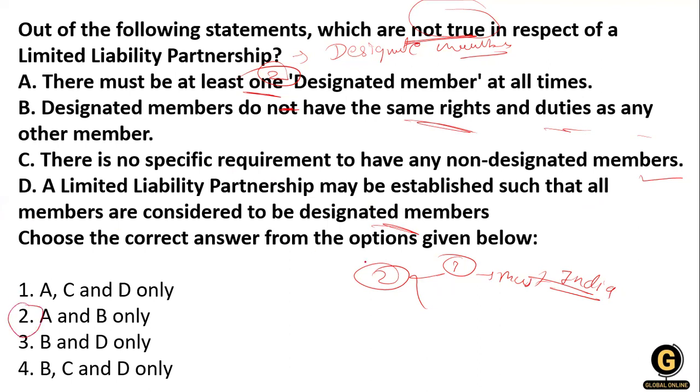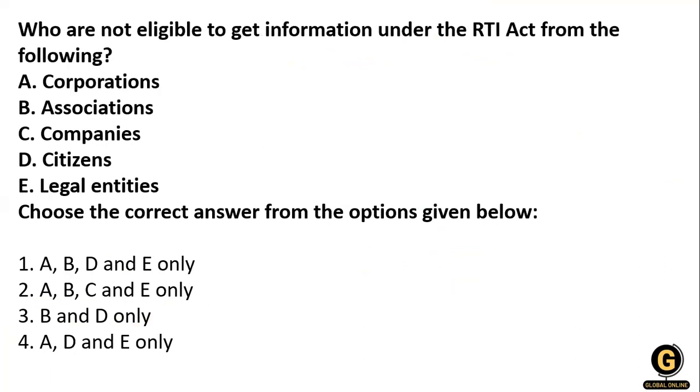They consider all the members to act like designated members, because designated members have a duty and a responsibility. So in the LLP, it is established such that all the members are considered to be designated members. This is an important point that you have to keep in your mind. So option number A and B is not true. Clear? Now, who is not eligible to get information under the RTI Act from the following?